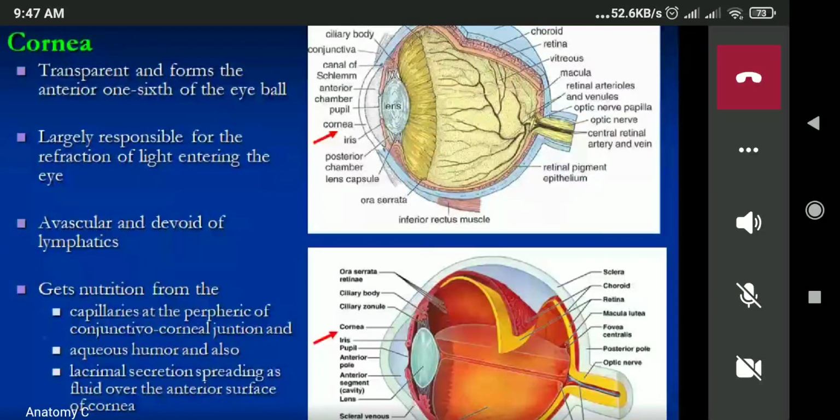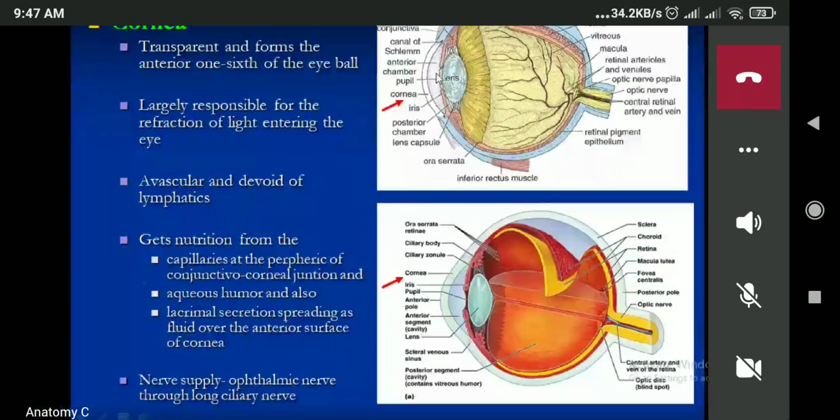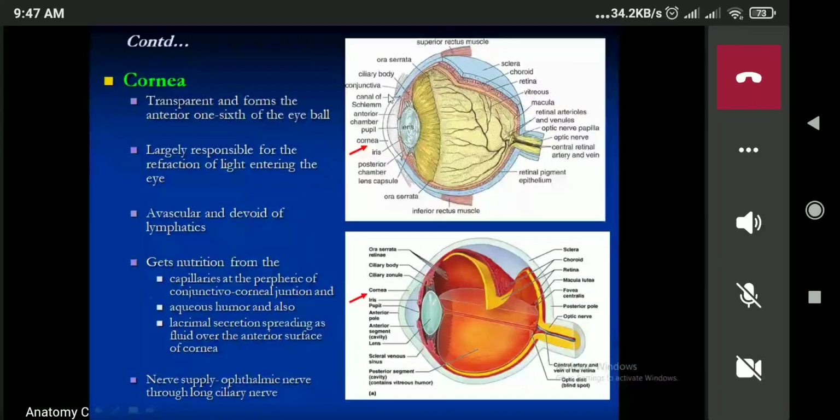Okay? So mainly the cornea will receive nutrition from diffusion, from the aqueous humor, from the lacrimal secretion, and from the capillary over here. Now, what is the nerve supply of the cornea? It is mainly supplied by the ophthalmic nerve through the long ciliary nerve. You know the division of the ophthalmic nerve. Last time I taught you about the three different branches of the ophthalmic nerve: lateral, nasociliary, and the next one is frontal. So this long ciliary nerve is the branch of the nasociliary nerve. This is the nerve supply.